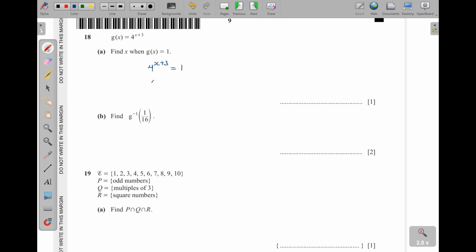Then express 1 as a power of 4. And you know that any number to the power of 0 gives us 1. So we shall have 4 power 0. So meaning x plus 3 will be equal to 0. Because the bases are equal, that means even the powers are equal. Then you take this one this side, meaning x is going to be equal to negative 3.